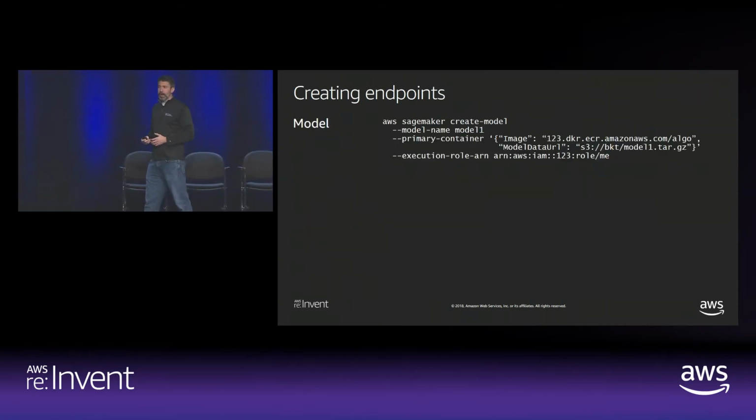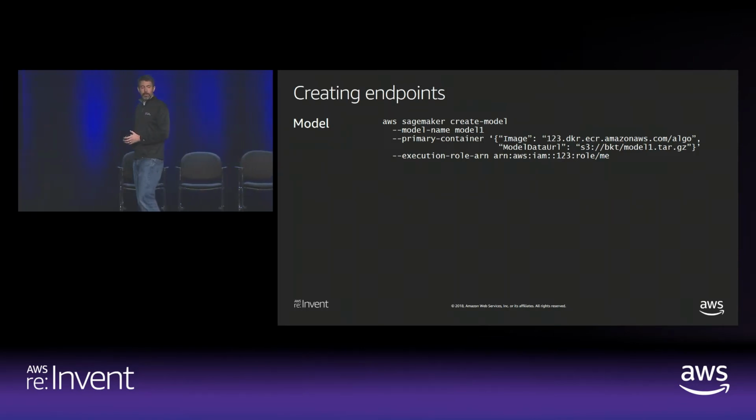So let's go through and see what actually creating an endpoint looks like. We've got AWS CLI code here. You could use the Java SDK or Boto3 in Python to do the same thing. But in this case, we'll just use the AWS CLI and show you how easy it is to create a SageMaker endpoint. So after we've trained our model, we can now kick off the create model process.